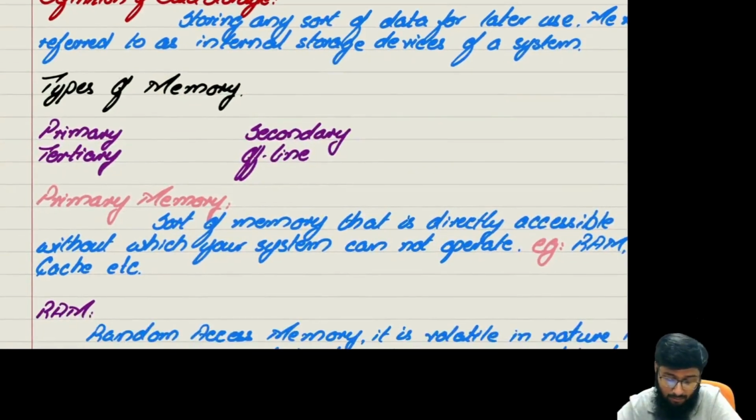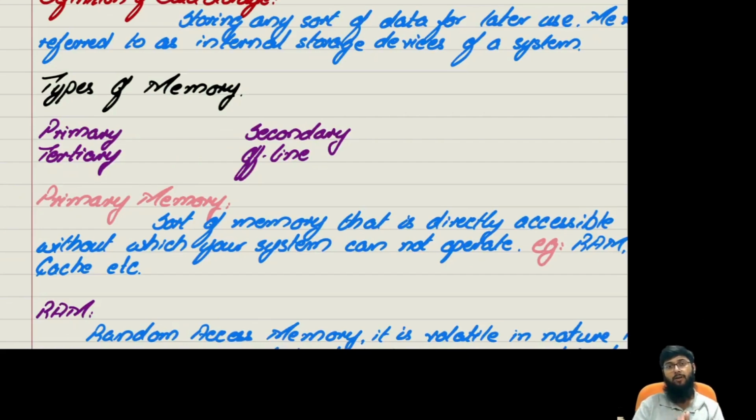These storage devices, or memory, are categorized into four categories. What are those four categories? Number one, the primary; then the secondary; then the tertiary or online; and the last one is the offline storage.